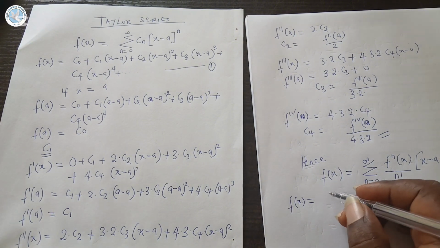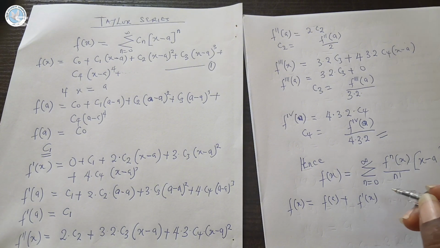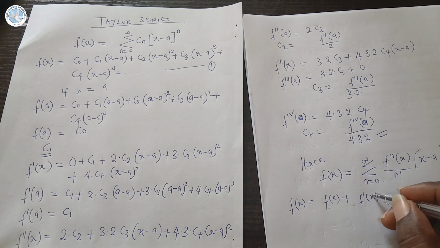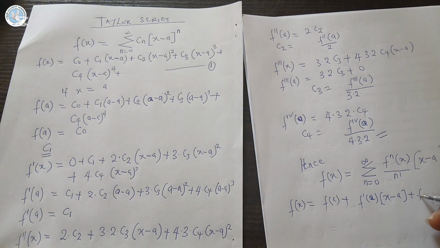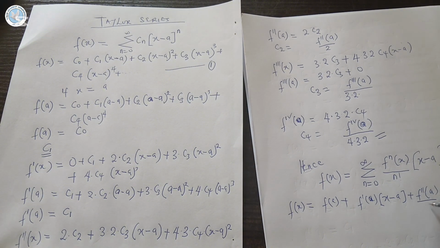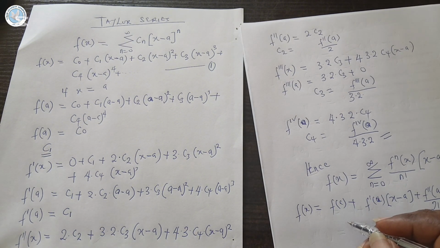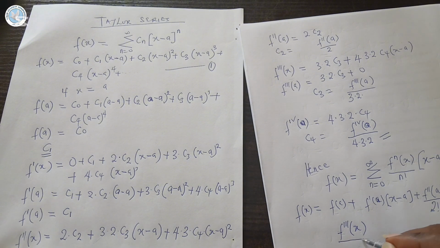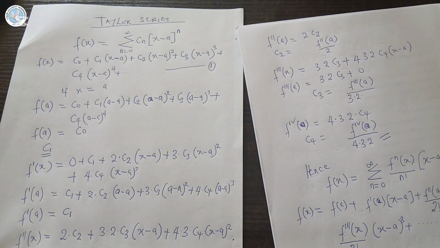So in this case, you can actually conclude that f of x is equal to f of a plus f prime of a times (x minus a), plus f prime prime of a divided by 2 factorial times (x minus a) raised to the power of 2, and f prime prime prime of a divided by 3 factorial times (x minus a) raised to the power of 3, plus until infinity.